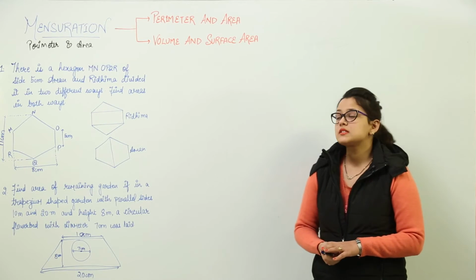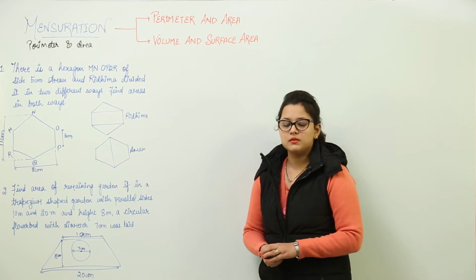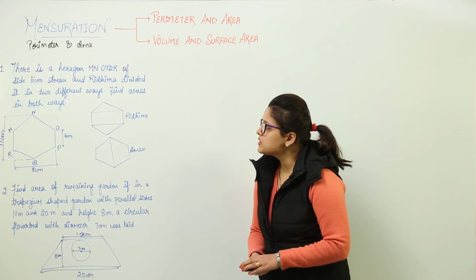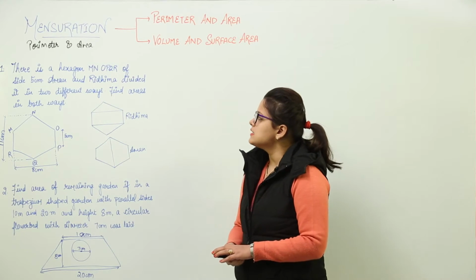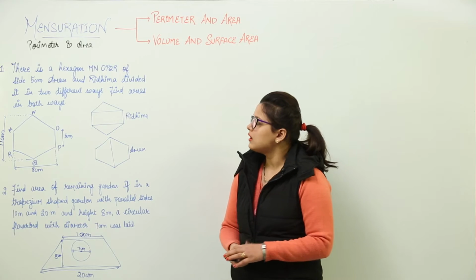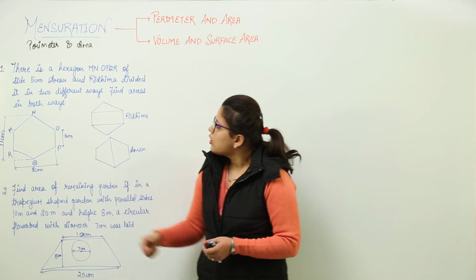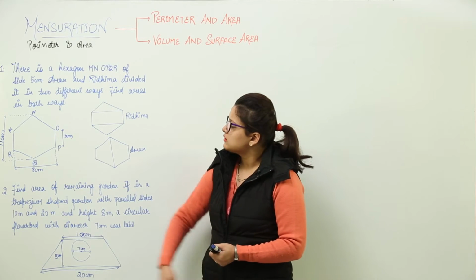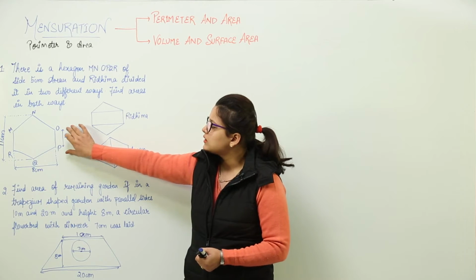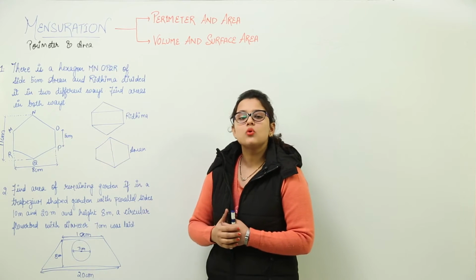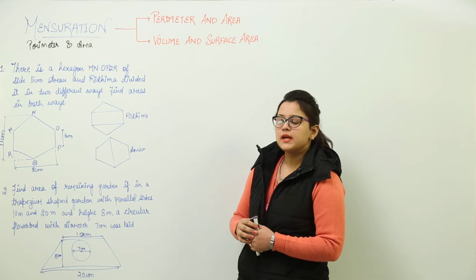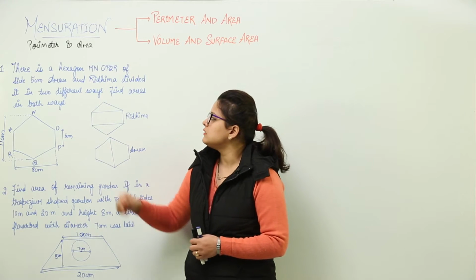Now let us start discussing some questions based on perimeter and areas. The first question says there is a hexagon MNOPQR of side 5 centimeters. A hexagon means that it has all 6 sides equal. That means each side is 5 centimeters.